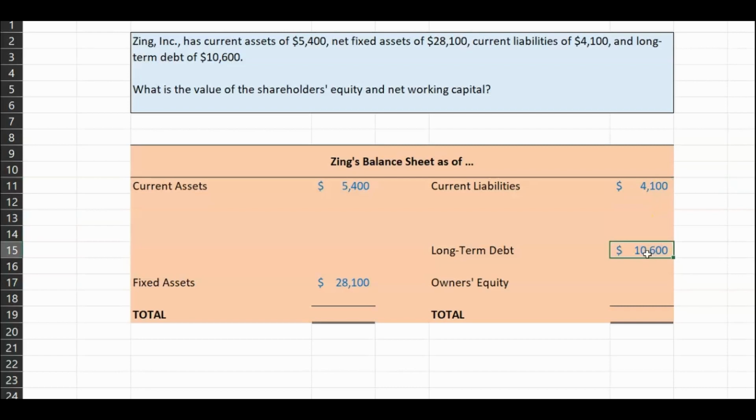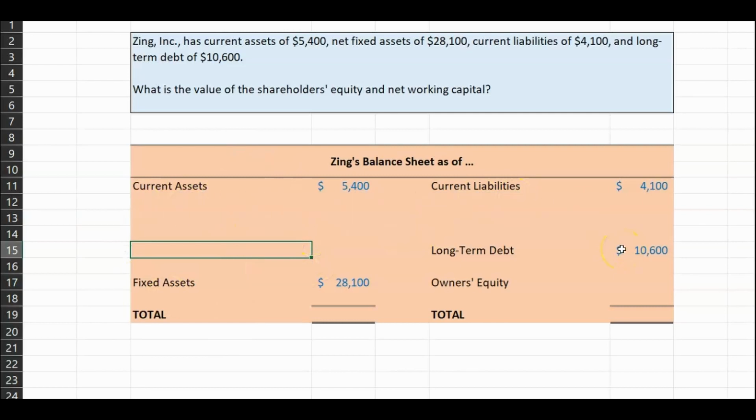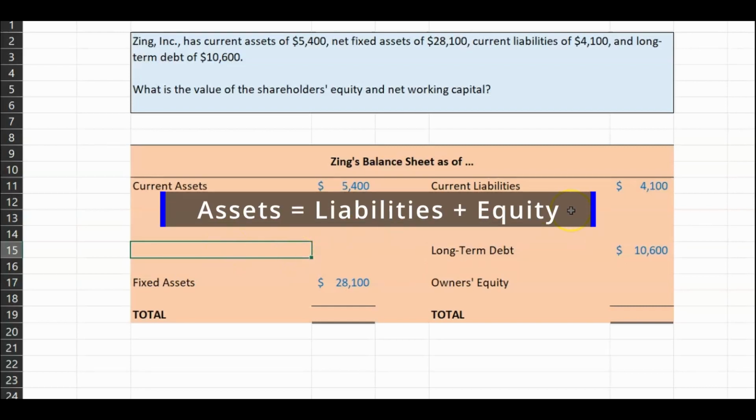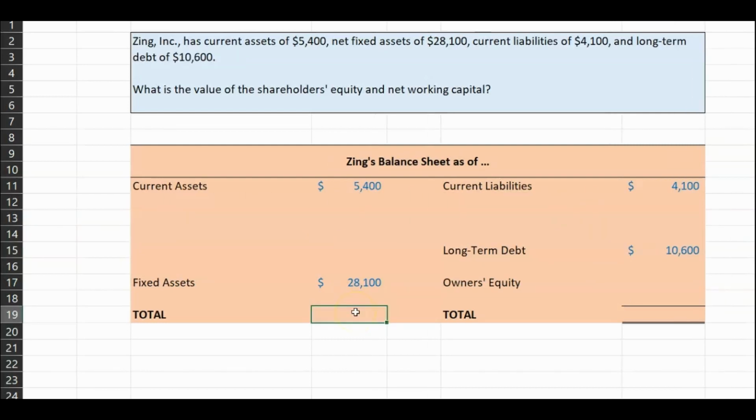In fact, this is what is referred to as the balance sheet identity, that the uses of cash must equal the sources of cash. If the cash is being used somewhere, it must have come from somewhere, so the two have to be equal, which is why we say that assets have to equal the sum of liabilities or debt plus owner's equity.